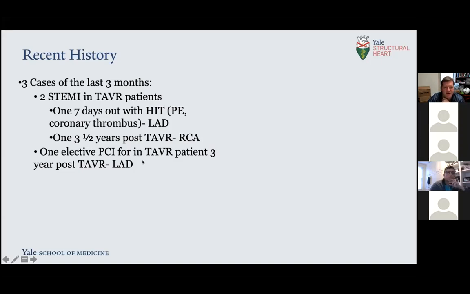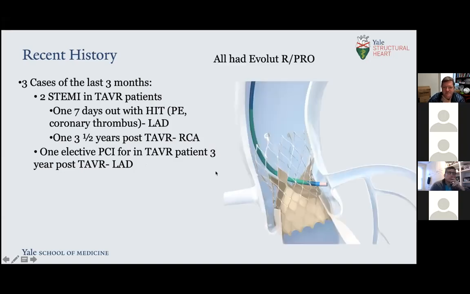And one was an elective PCI in a patient 3 years out from TAVR who needed a PCI to the LAD. And in all of these, this is what you're trying to do. We're going to end up coming through this valve frame. We're going to hope that this commissure, you can imagine, if this commissure here is placed over here, it's going to be really hard to selectively engage it. So we're going to hope that's not the case.